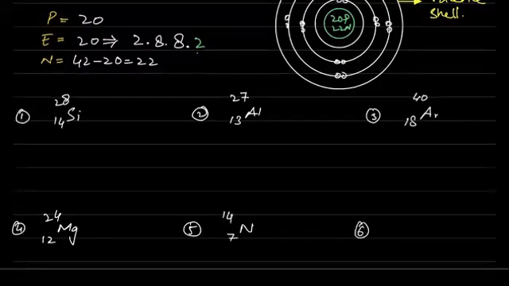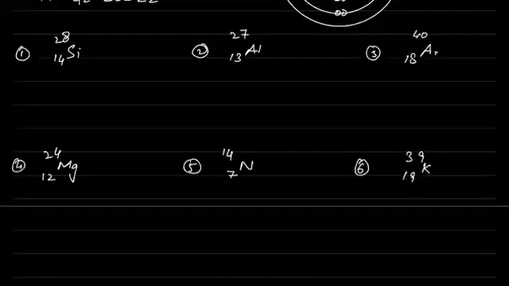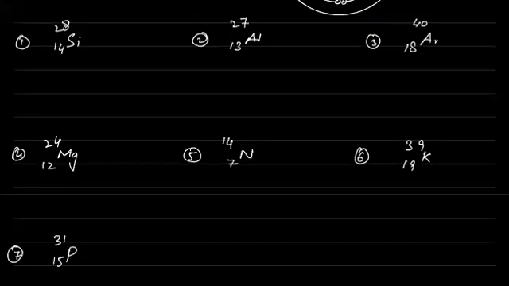Number 6 is potassium, 39 and 19. 19 is the number of protons and 39 is the mass. And number 7 is phosphorus, 31 and 15. Draw the structure of these elements. I'm giving you 45 minutes for this.